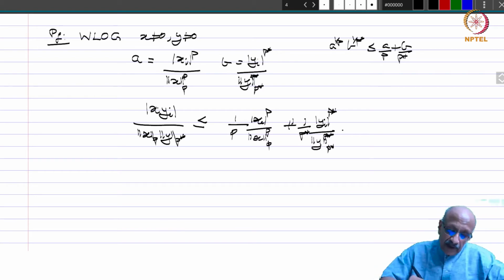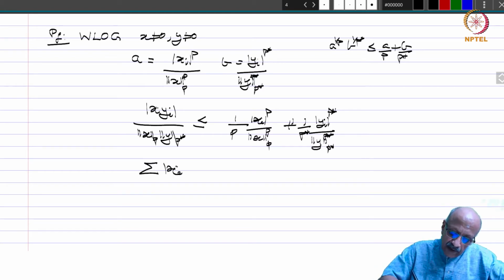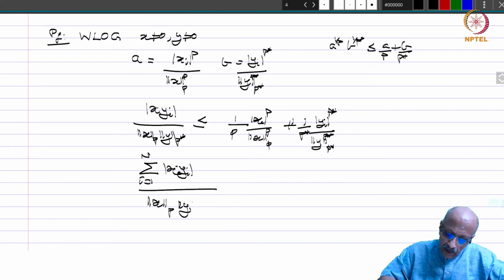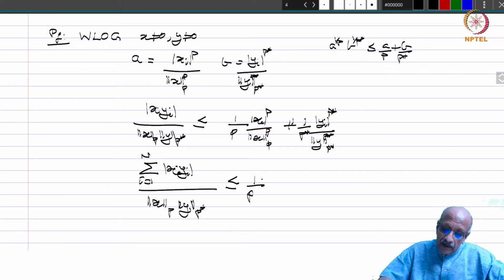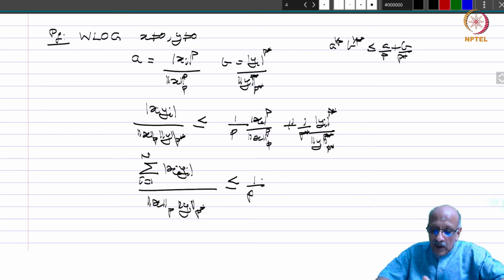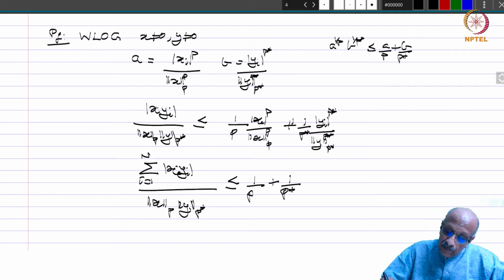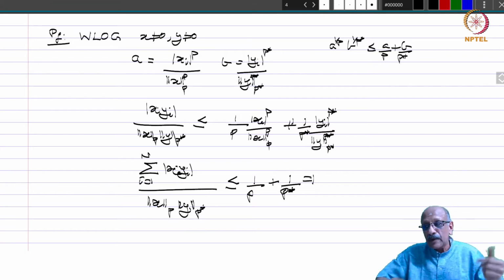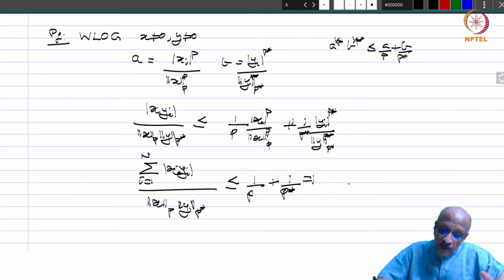So now you sum over all i, so you get sigma mod xi yi, i equals 1 to n, divided by norm x p times norm y p star, is less than or equal to 1 by p. Now sigma mod xi power p is norm x p power p, so it will cancel. Similarly, 1 by p star times sigma mod yi power p star is nothing but the denominator again, so you get 1 by p plus 1 by p star, which is 1. So now you just cross multiply, you have the result. So this proves the inequality known as Hölder's inequality.